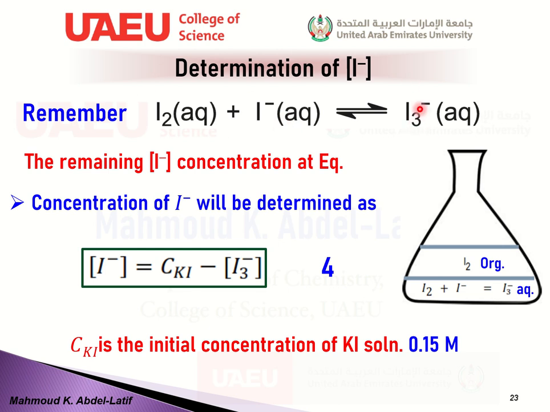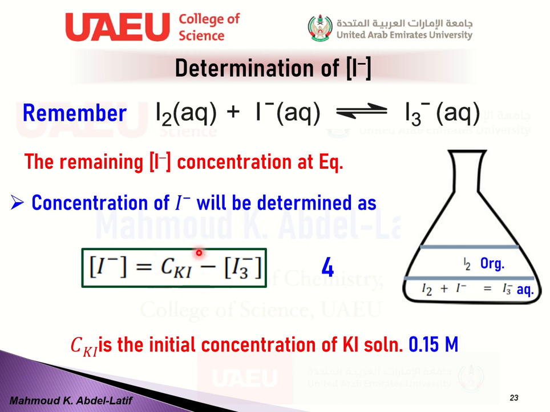And the concentration of triiodide is 0. At equilibrium, X value will be converted to triiodide, X value. So this X value should be subtracted from the initial concentration of potassium iodide in order to get the concentration of triiodide at equilibrium. So the remaining concentration of potassium iodide at equilibrium can be calculated from this equation.